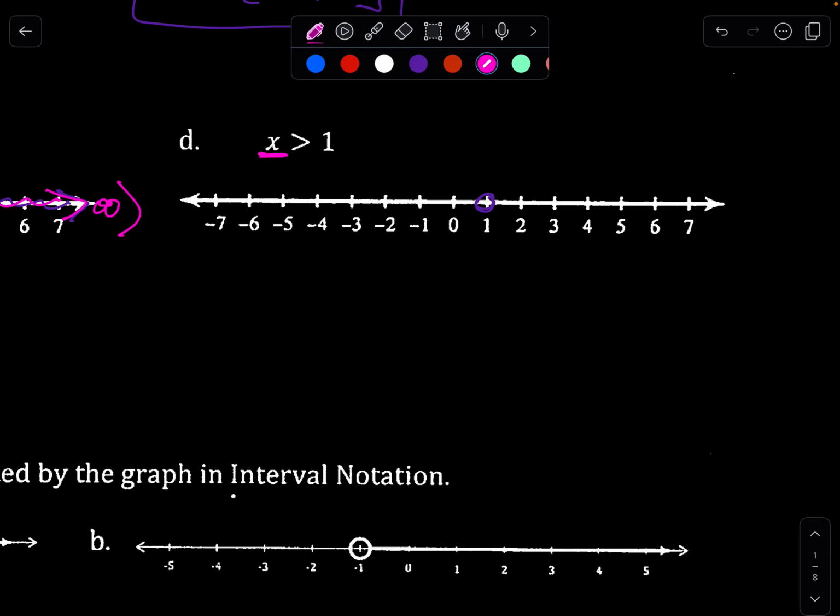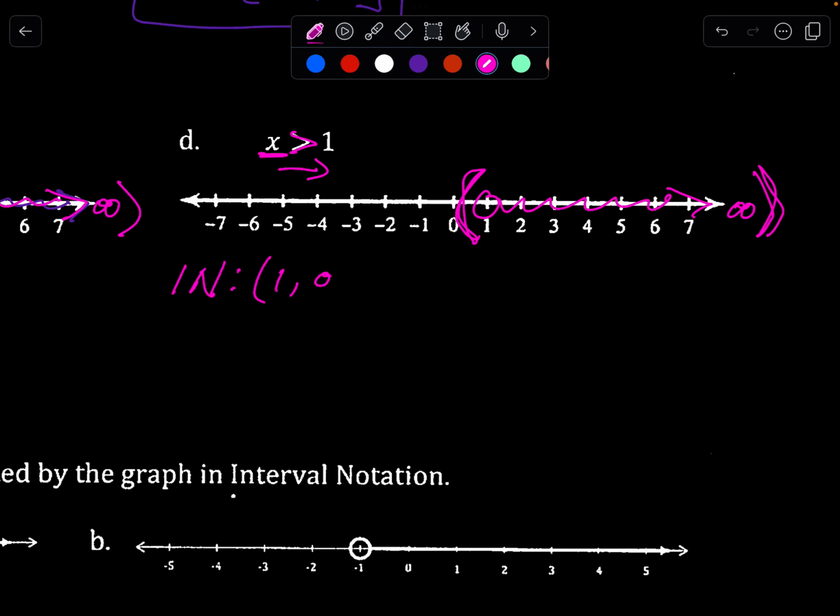As you can see, our variable is on the left-hand side. Okay. So we put a circle on 1. We're going towards the right-hand side, the way that the inequality is pointing. Okay, infinity should be on this side. Open circle means a parenthesis. And as always, infinity has a parenthesis on it as well. So we write our interval notation, 1, comma, infinity.